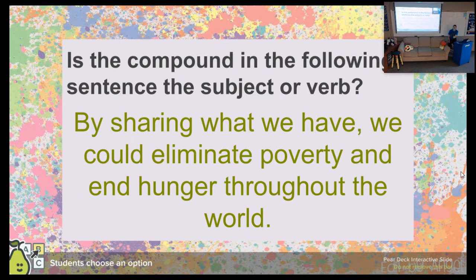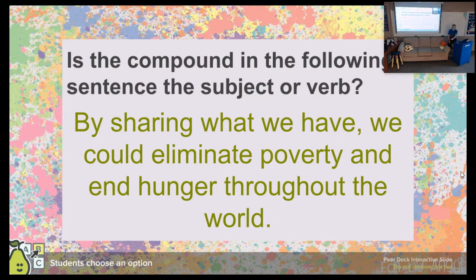End. Just end is the verb. Hunger is the direct object of that verb, so it is part of the complete predicate. Okay, so how many subjects do we have in this sentence? Shout it out, everyone. How many subjects do we have in this sentence? One. Shout it out. How many verbs do we have in this sentence?